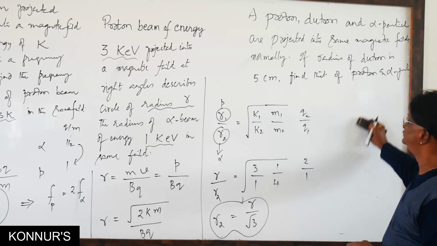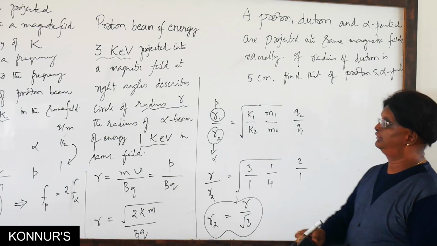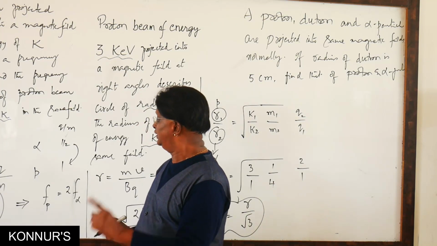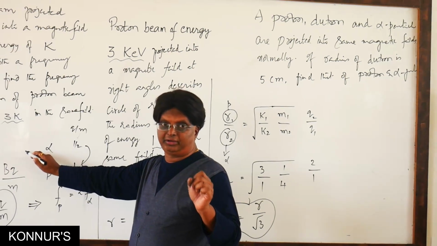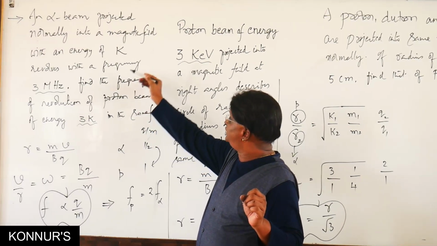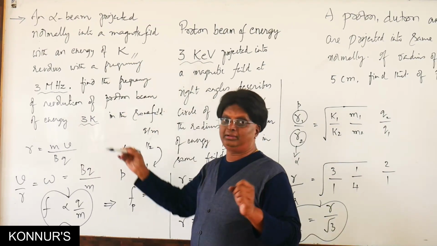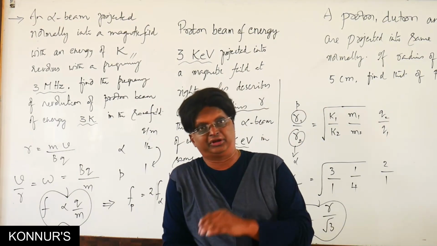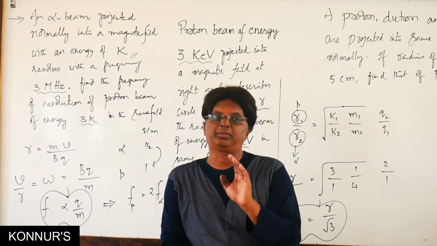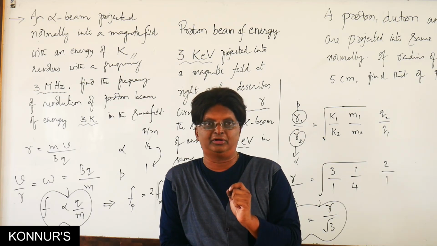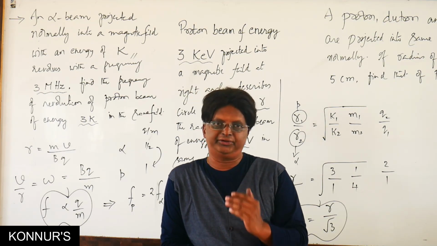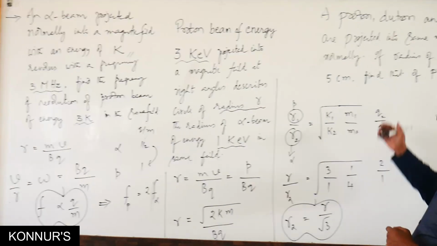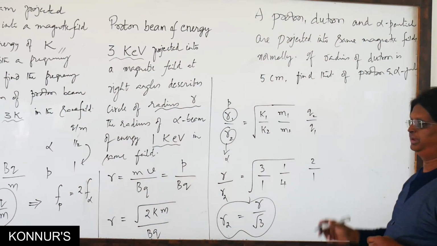This example, what do you see? Even in the previous example, remember, frequency is independent of energy. Earlier the kinetic energy was given as 3 keV, but look at the final expression. Even yesterday we mentioned that the frequency of revolution is independent of any energy or velocity term, and depends only on the nature of the particle. Now, the same is given here as a question.